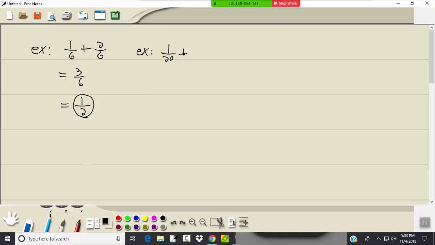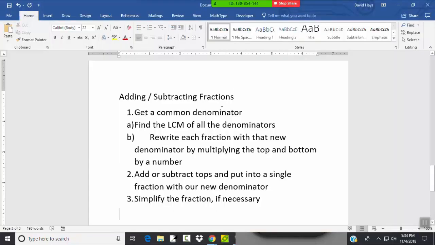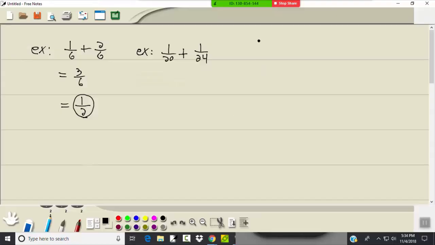Now let's take a look at a little bit more challenging one: 1 over 20 plus 1 over 24. Now again, you could just plug this straight into your calculator to get your answer, and that'd be fine. But I'm showing you how to do it by hand. So step one, we want to get a common denominator. And it says we need to find the LCM of all the denominators.